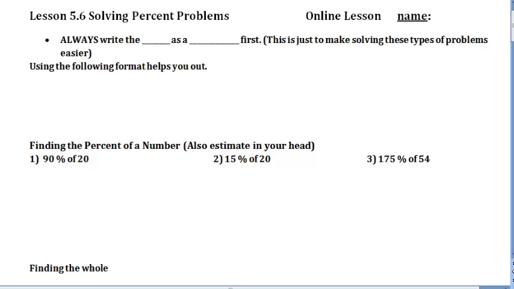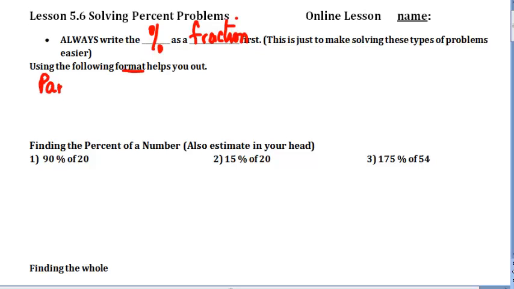Lesson 5.6 Solving Percent Problems is today's lesson from chapter 5. Again, one of the most important lessons, and the concept you will also again do in 7th grade. Okay, always write the percent as a fraction. This is so that it's easier to solve this type of fractions. And using the following format is also going to help you.